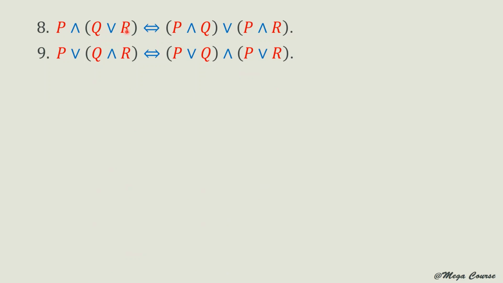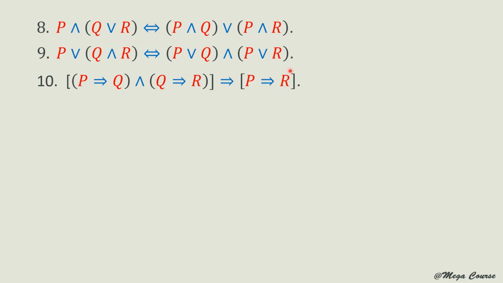Let's see the next one. The next one is the opposite of the previous one. P or (Q and R): "or" is in between and "and" is inside the parentheses. So P is distributive, of course: (P or Q) and (P or R). Let's continue.